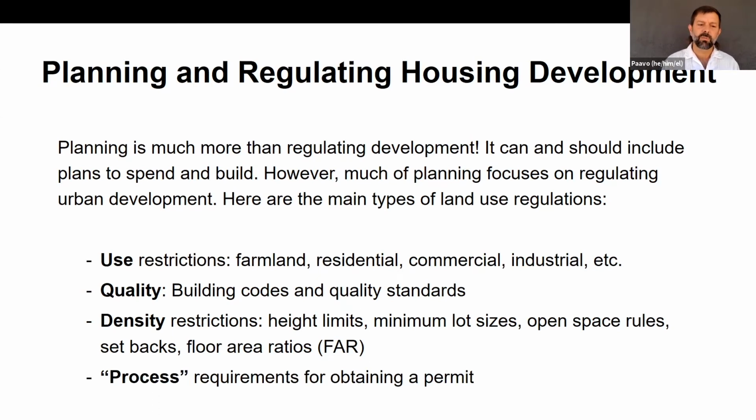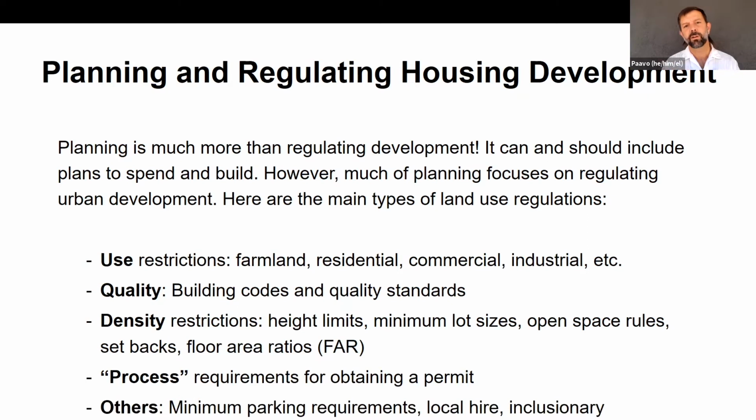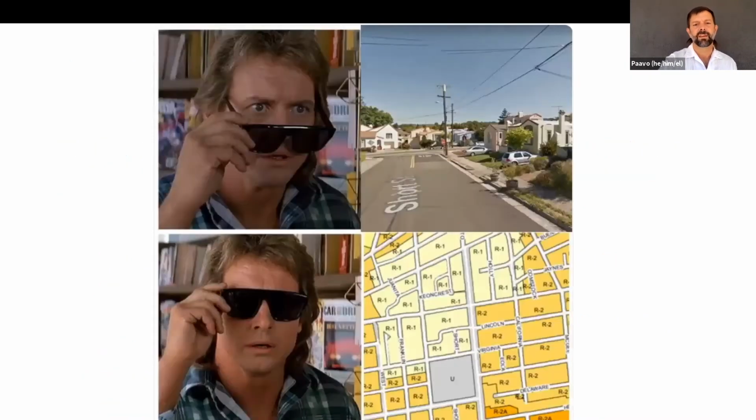In a paper that I'll mention later, we talk about process regulations separately from what we call prohibition regulations, like density restrictions. Process regulations are the rules that you have to follow as a developer in order to get a project approved. Then there are other land use regulations like minimum parking requirements or local hire rules that can maybe fit into one of these categories, but often are discussed separately. As I think you'll appreciate by the end of this class, rules governing housing development are a big deal, especially in the United States. I think once you put on these zoning glasses, you will never see cities in the same way again.